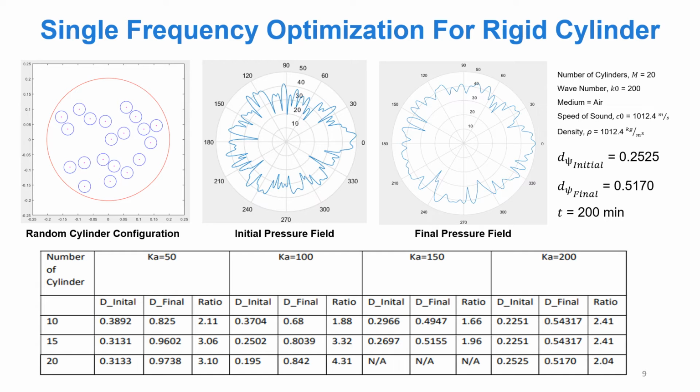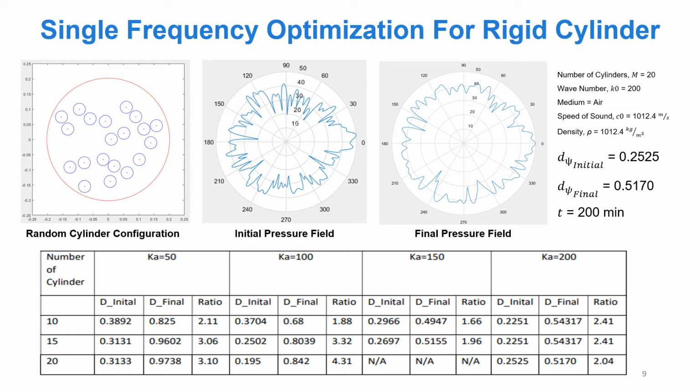This first diagram is a random cylindrical configuration within a circular region where the cylinders are not overlapping. The second graph is for the pressure field before the optimization. Then the third graph is for the optimized pressure field.